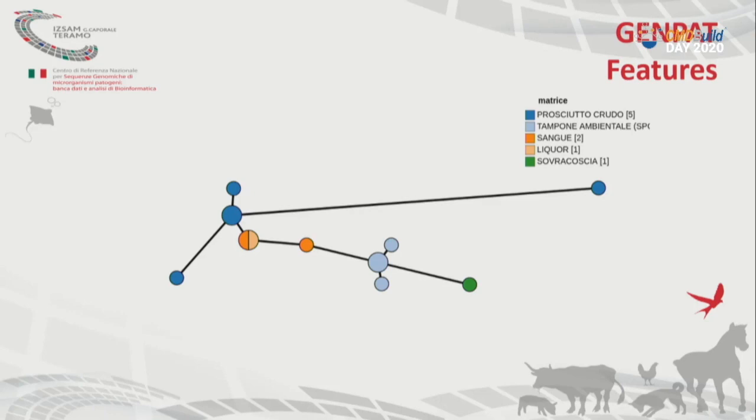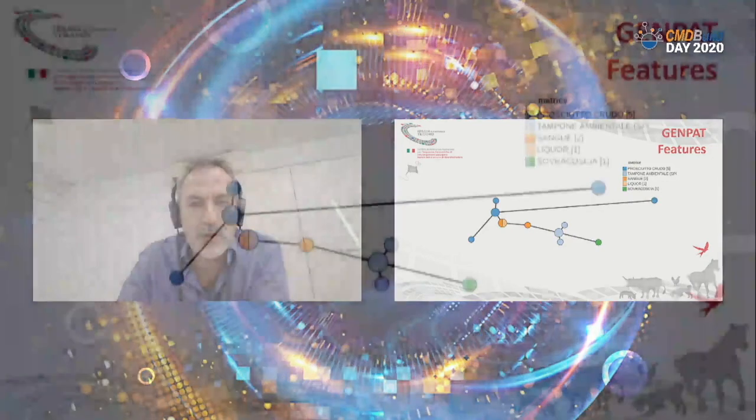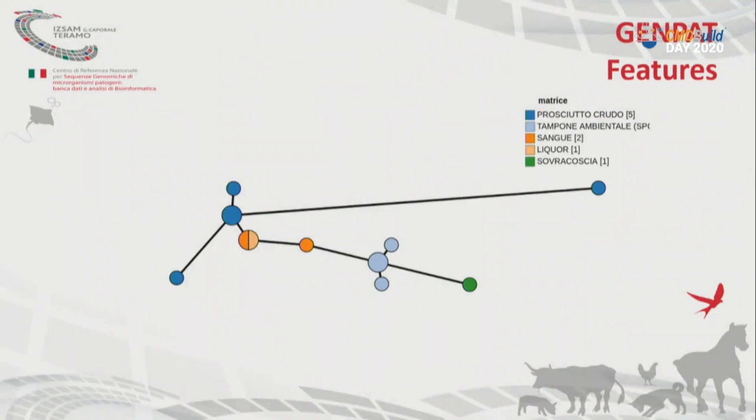We can have the typing report in this way, where we can see the orange and light orange samples are coming from humans, because we have blood or liquor, while in the blue ones we have prosciutto, from which we can understand there are human cases very close to meat products. It's very important. They should trigger an alarm, an alert.